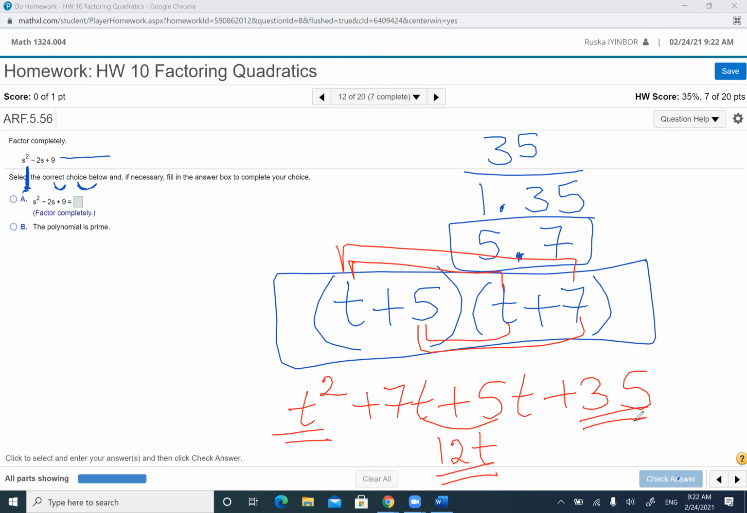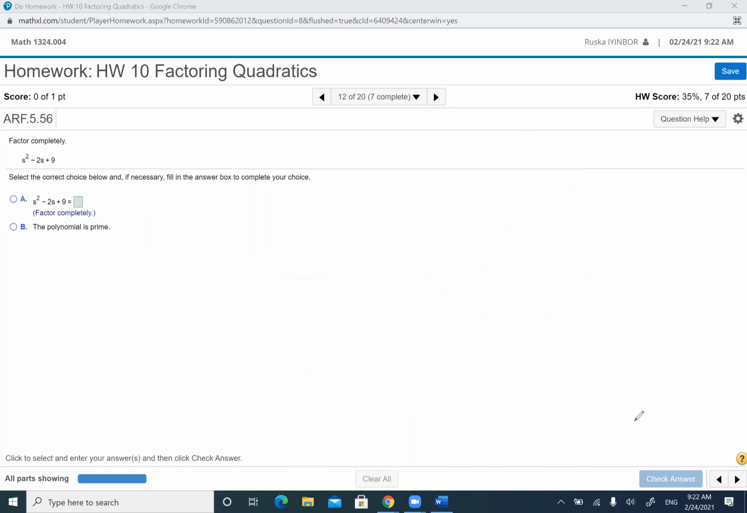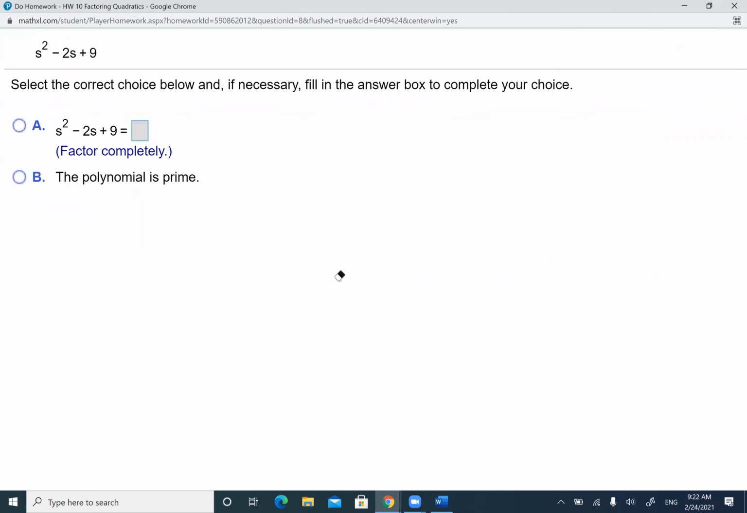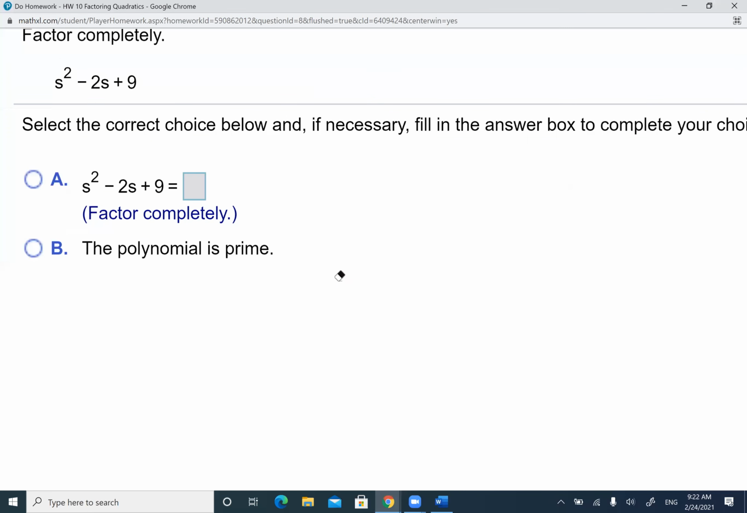The next one is this one. Any questions so far? No, ma'am. No? Okay. So the next one is the same way. Oops, I want to make it bigger so you can see better. Okay, so it's s squared minus 2s plus 9. So you have 1 in front. Double check that first. Should be 1.